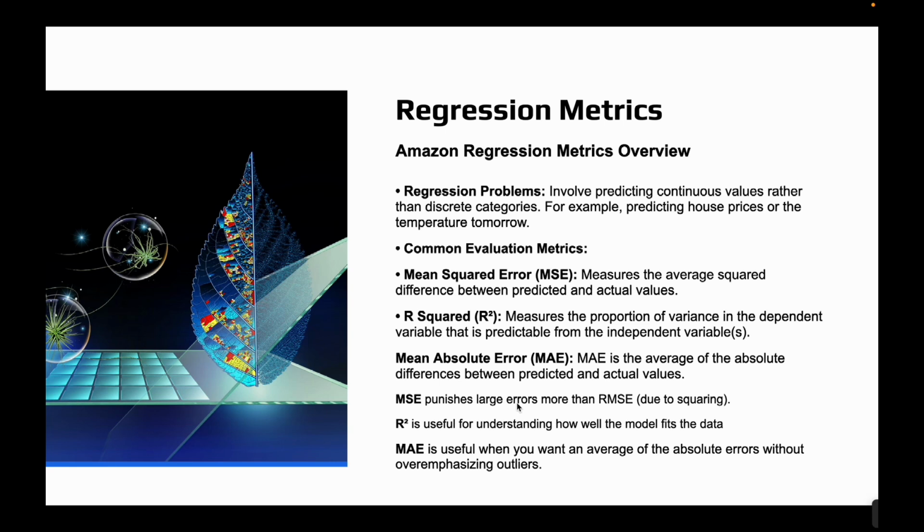Mean squared error punishes large errors. This one will basically take the average squared difference between the predicted and actual values, so this would basically exaggerate these errors. There is root mean squared error, which is like a toned down version of mean squared error. R squared is useful for understanding how well your model fits the data. And mean absolute error is useful if you want an average of the absolute errors without overemphasizing outliers.